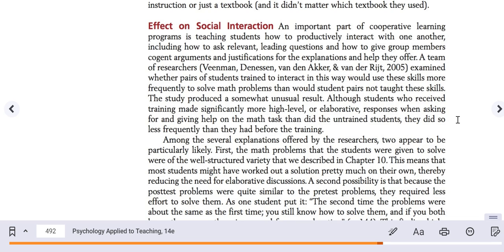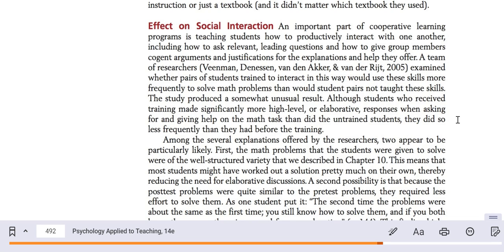Effect on social interaction. An important part of cooperative learning programs is teaching students how to productively interact with one another, including how to ask relevant leading questions and how to give group members coherent or cogent arguments and justifications for the explanations and help they offer. A team of researchers examined whether pairs of students trained to interact in this way would use these skills more frequently to solve math problems than would student pairs not taught these skills.